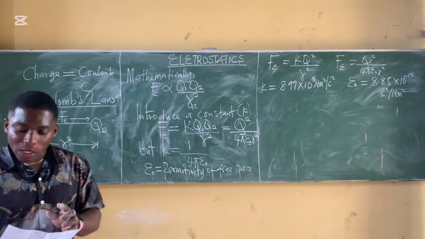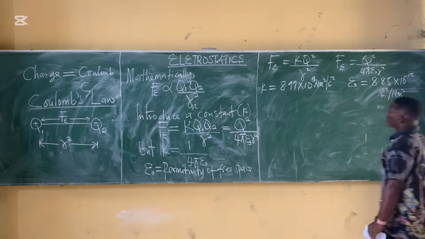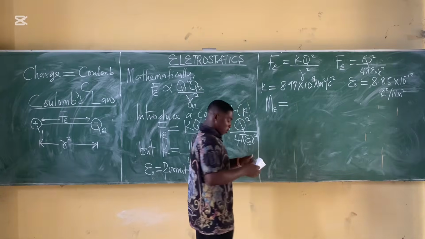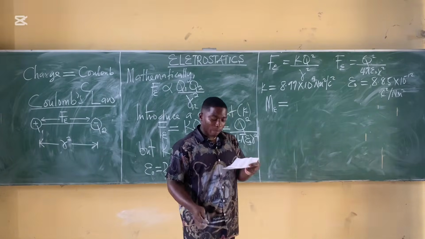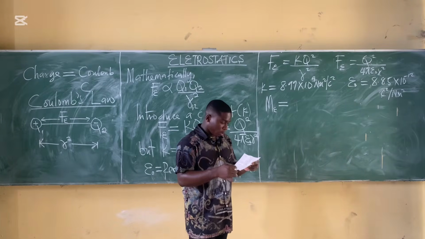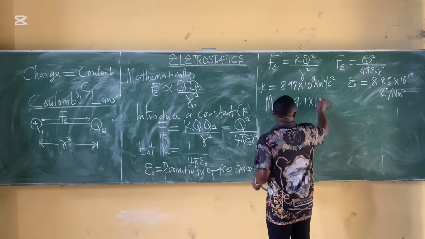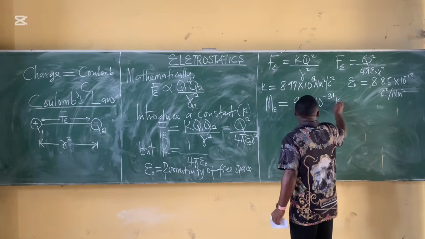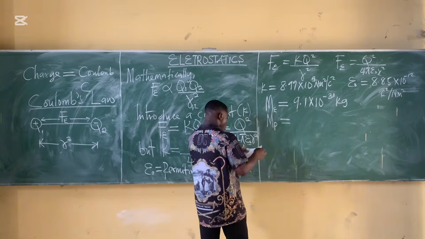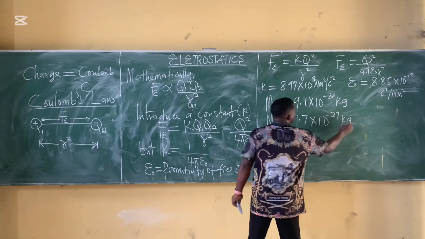Open a bracket. Mass of electron, M subscript E, is 9.1 times 10 raised to the power minus 31 kilogram. Mass of proton, M subscript P, is 1.7 times 10 raised to the power minus 27 kilogram.